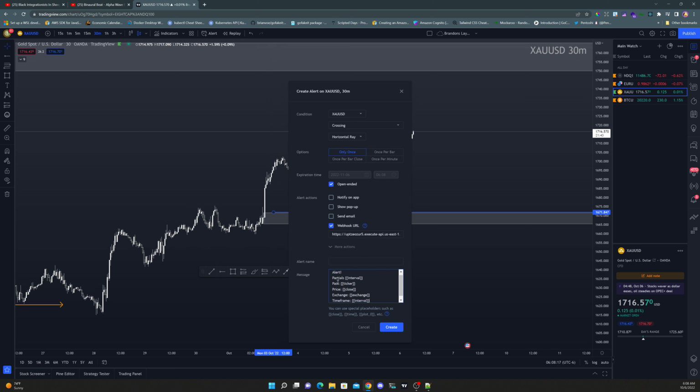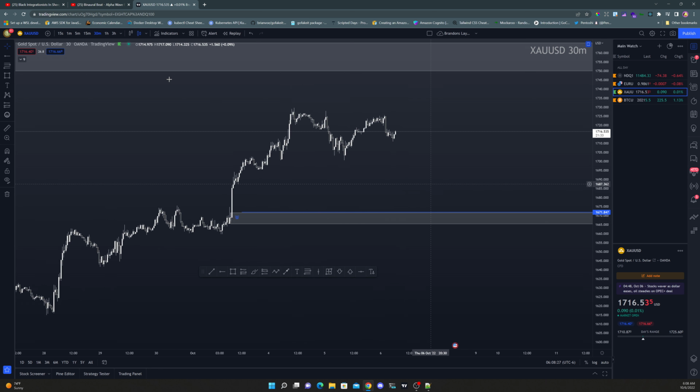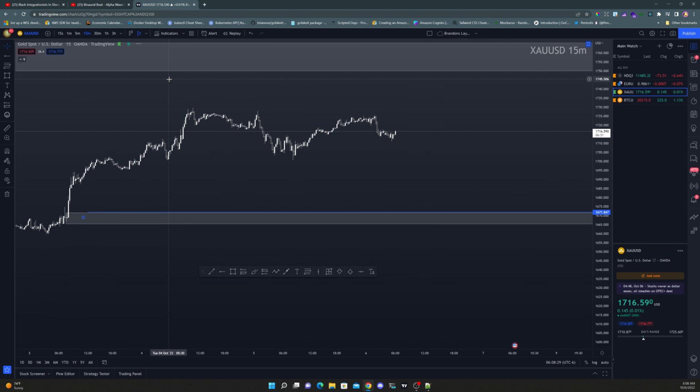I'm gonna name this the demand zone, right? Demand zone. Boom. All right, cool. So now we have a nice little zone. Maybe we're expecting it to go down.